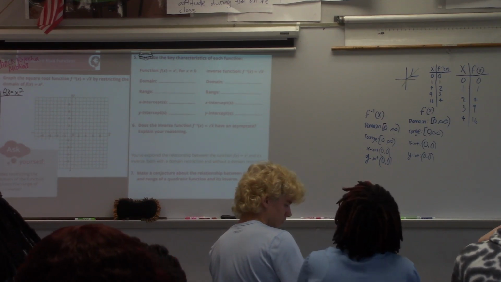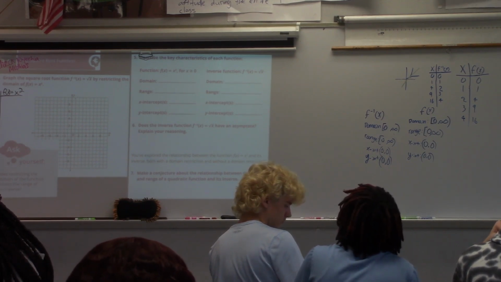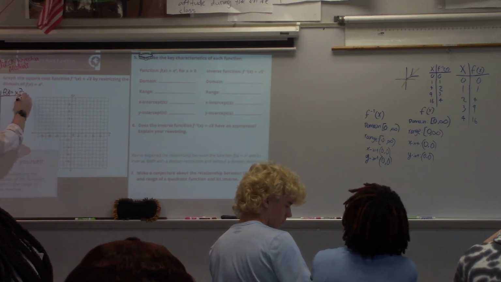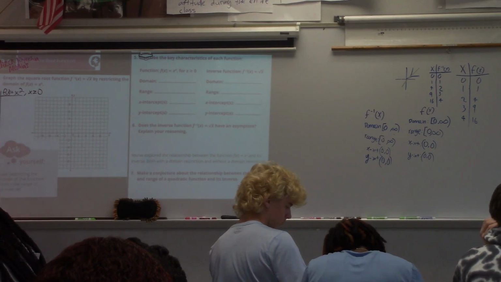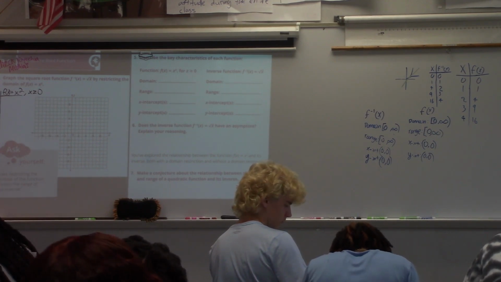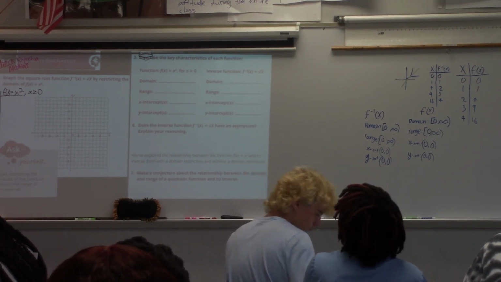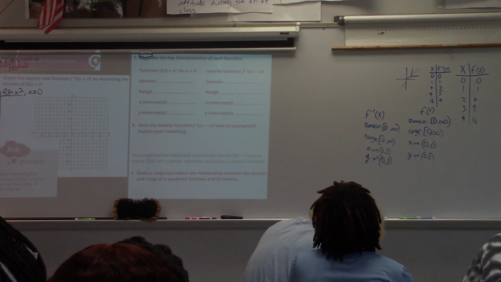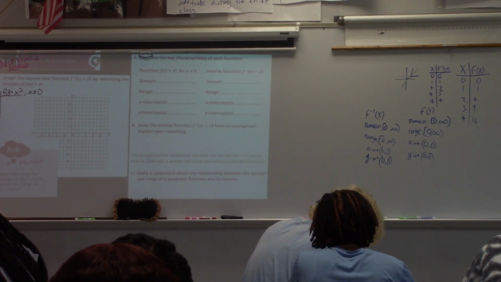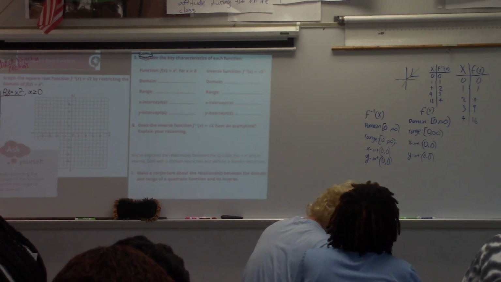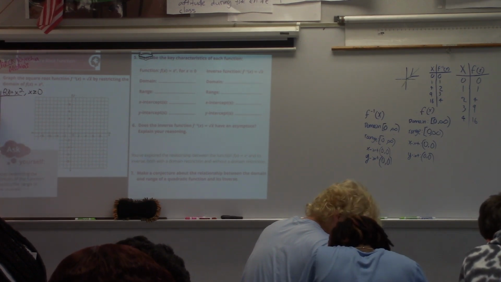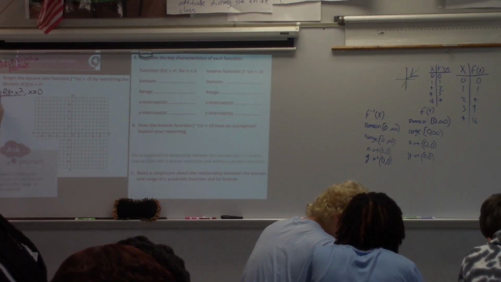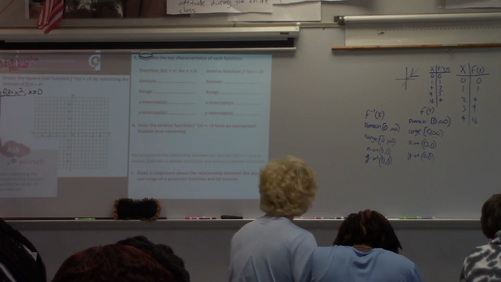Why not? X has to be greater than or equal to 0. Remember, we restricted the what? What are we restricting? What are the x values referring to? The domain. We restricted the domain so that the inverse is a function. We got to recognize this. We can't have those negative values. We started at 0 and went 1, 2, 3, 4, so on and so forth.